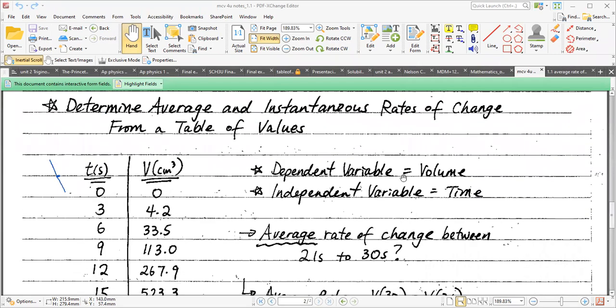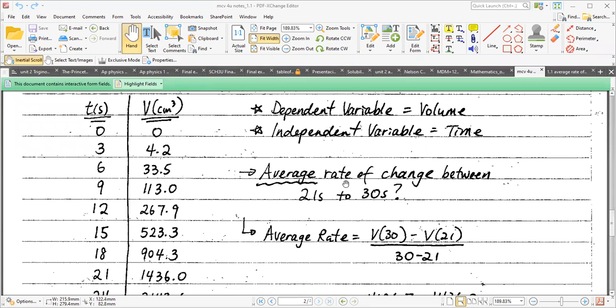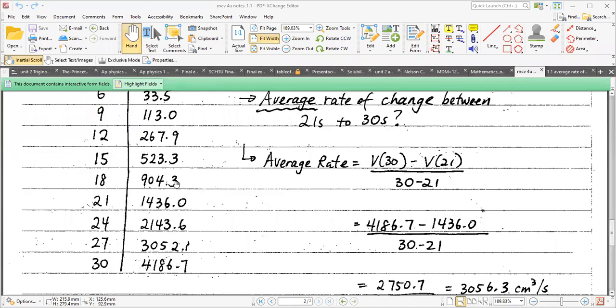Now, you want to determine the average and instantaneous rate of change from a table of values. So here I have a table of values. I want to find the average rate of change between 0.21 to 0.30. So here is 0.21 to go to the 0.30 as well.